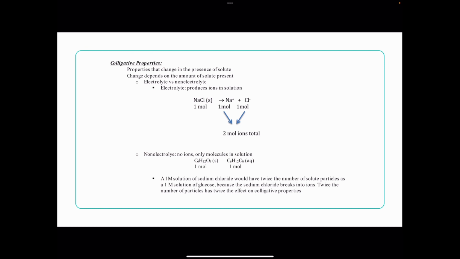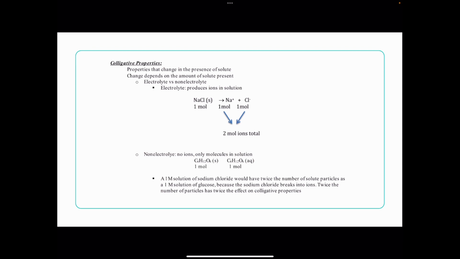So we've got to recall some terminology from first semester chemistry. An electrolyte is going to produce electricity. It's going to generate or conduct electricity in solution. And we do that through having ions. So electrolytes produce ions in solution. We have the example of sodium chloride here.